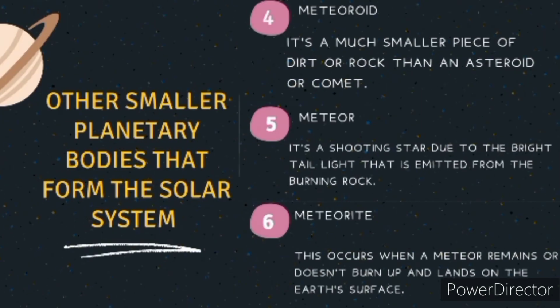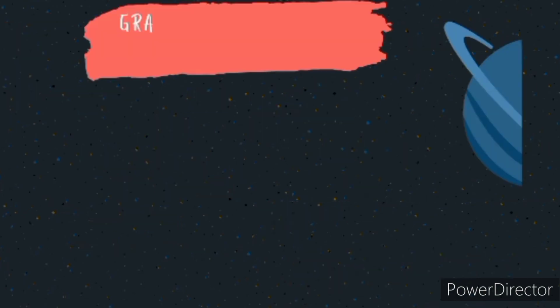Then we have the meteoroid. It's a much smaller piece of dirt or a rock than an asteroid or a comet. Then we have a meteor. It's a shooting star due to the bright tail light that is emitted from the burning rock. Then we have the meteorite. This occurs when a meteor doesn't burn up and lands on the Earth's surface.